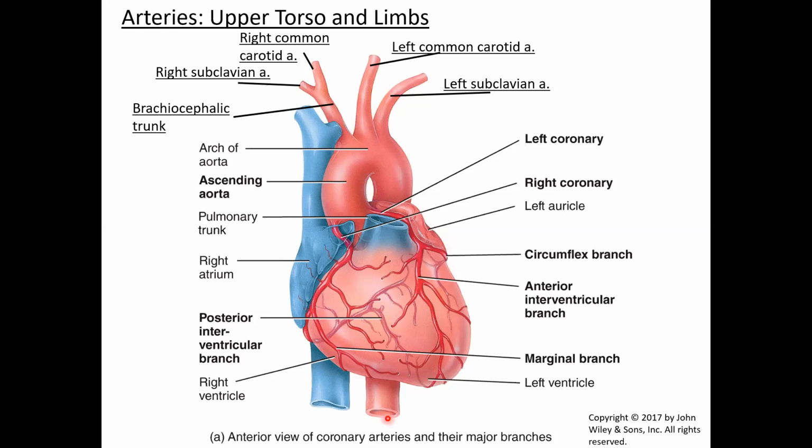From the arch of the aorta, we have three branches. The brachiocephalic trunk, it's okay if you want to call it the brachiocephalic artery. And then that splits to give you the right subclavian artery, which is headed towards the right upper limb, and the right common carotid artery, which is going up the right side of the neck. Our next branch is the left common carotid artery, which is going up the left side of the neck, and the left subclavian artery headed towards the left upper limb.